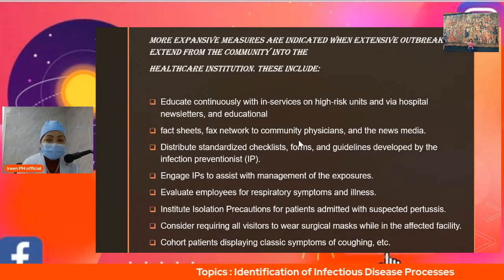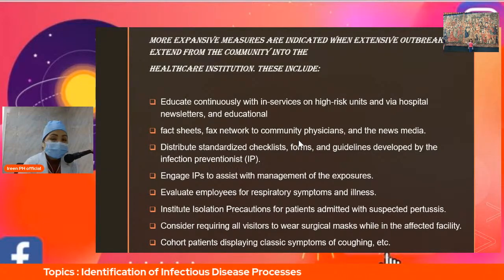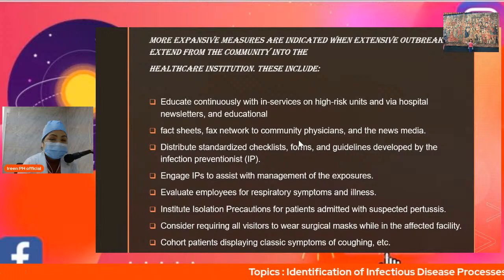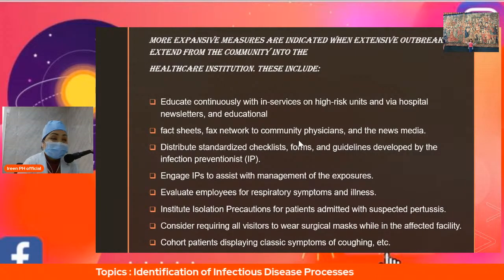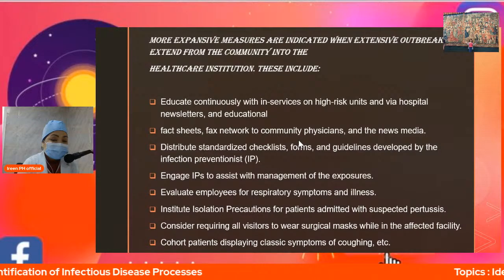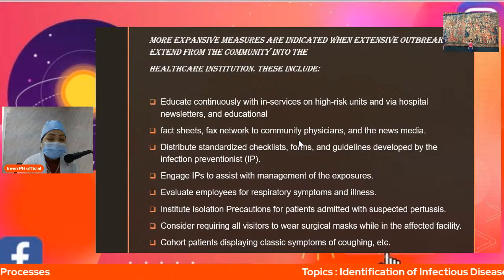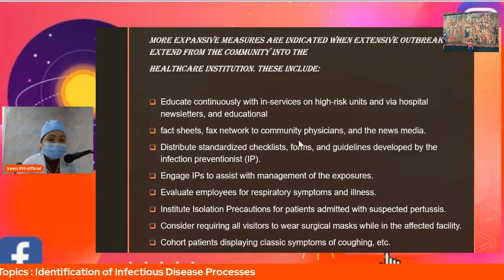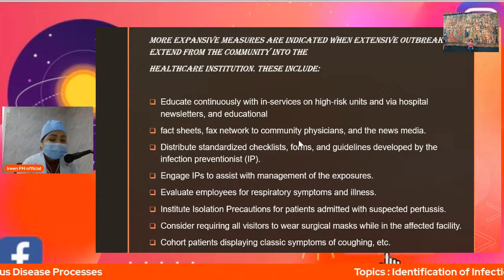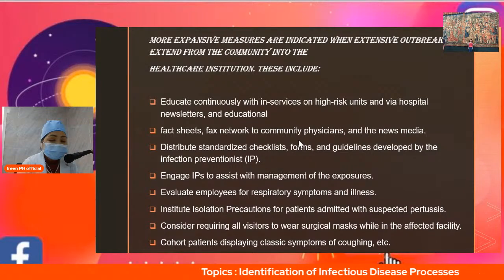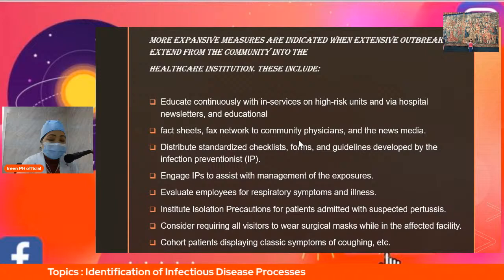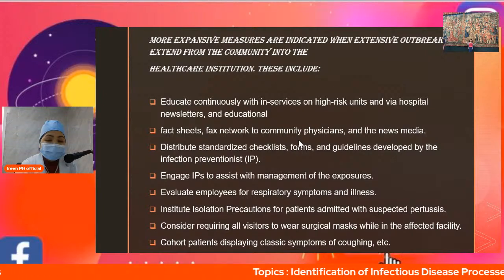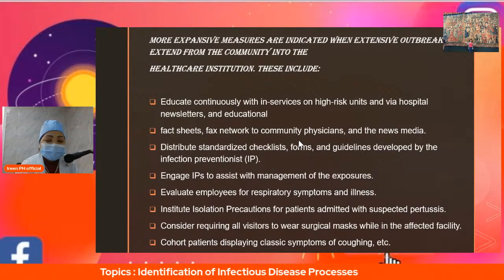More expansive measures are indicated when extensive outbreaks extend from the community into the healthcare institution, and these include: educate continuously within services on high-risk units via hospital newsletters and educational fact sheets, fax network to community physicians, and the news media. Distribute standardized checklists, forms, and guidelines developed by the infection preventionists.